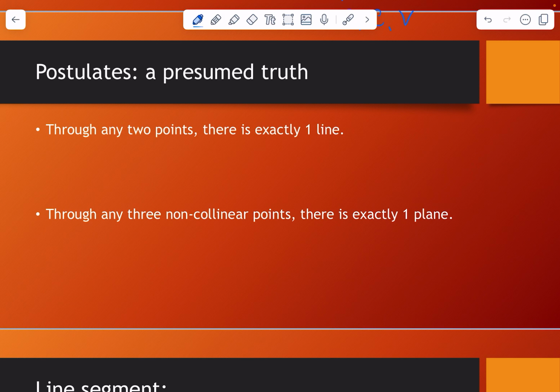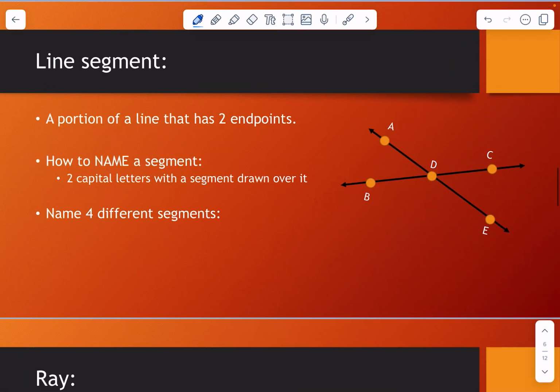Meaning that if I drew any two points on here, I don't care where they're at, there is exactly one line that goes through them. Not two, not three, exactly one. And the second postulate is: through any three non-collinear points, there's exactly one plane. Wherever you put three non-collinear points, there is one plane that goes through them. Exactly one plane.